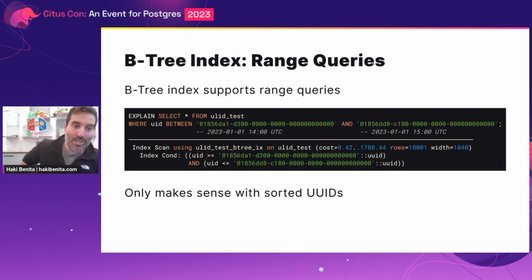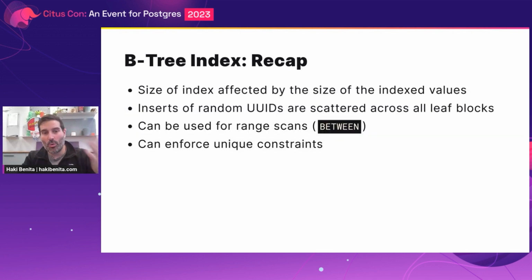Another thing that we need to consider when talking about B-tree indexes is that B-tree indexes can actually satisfy range queries. That's queries where we want to find something which is between two values, okay? Search for a range. So when we have sorted UUIDs, which are prefixed by their timestamp, it actually makes sense to search for ranges. In this case, for example, I generated the minimum possible ULID for 2 o'clock on the 1st of January and then 3 o'clock on the 1st of January. And I can actually use the index to satisfy this query. So a B-tree index can be used for range queries.